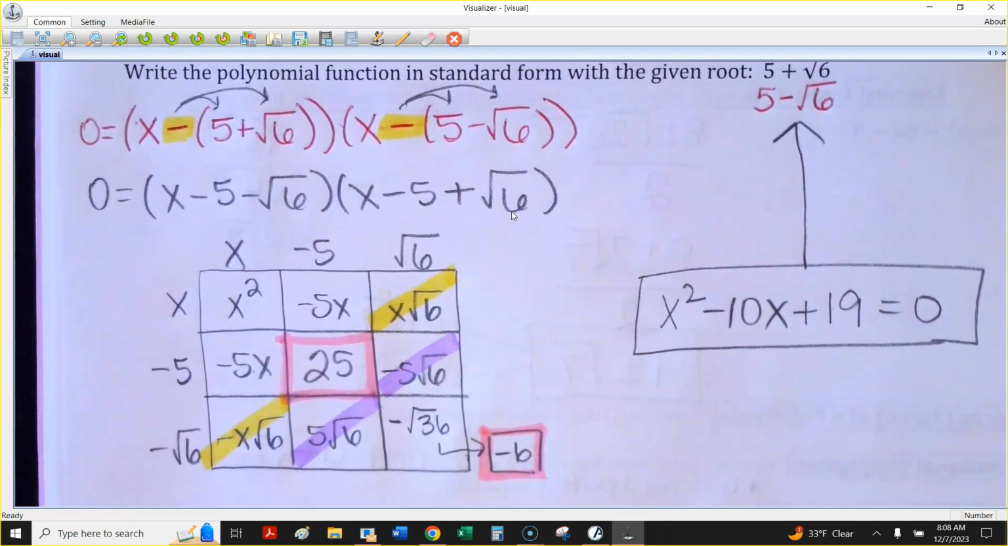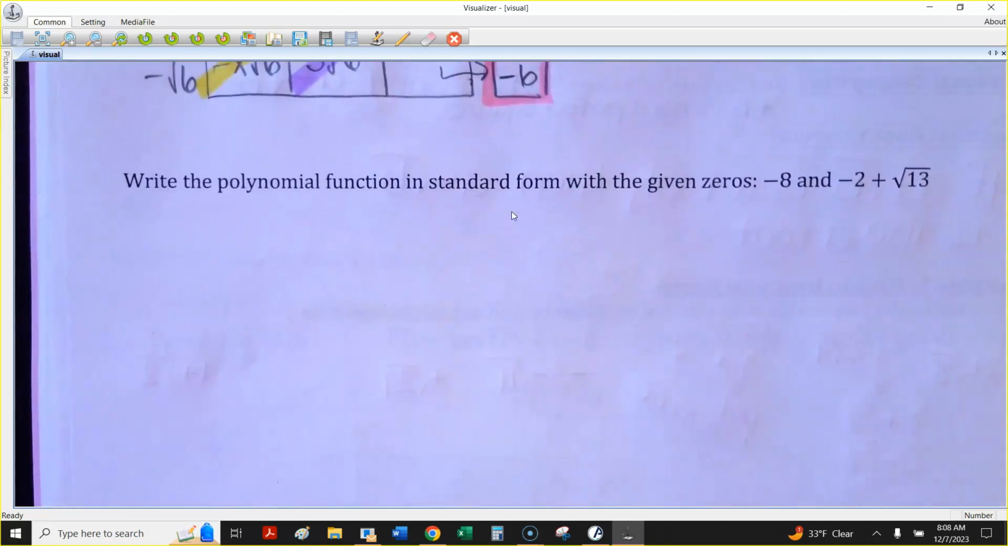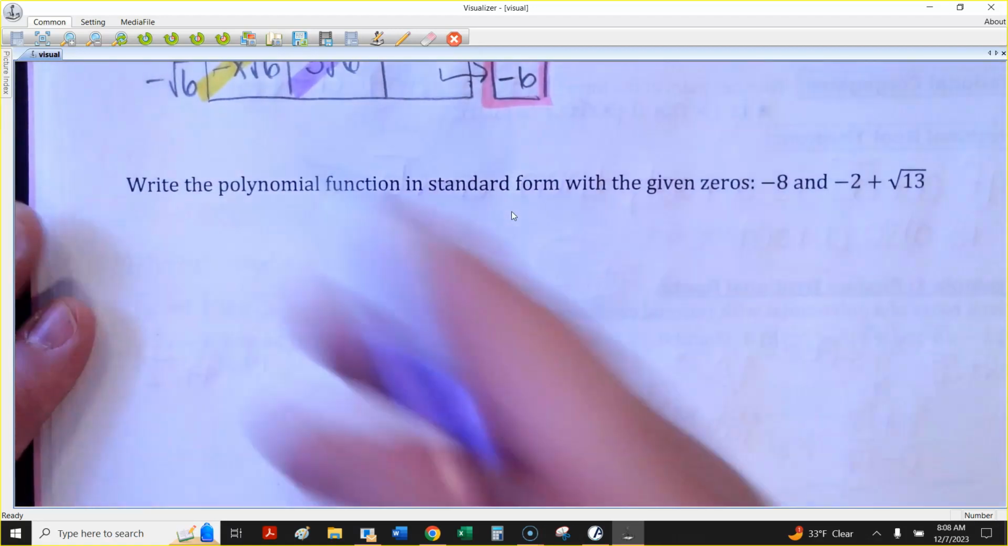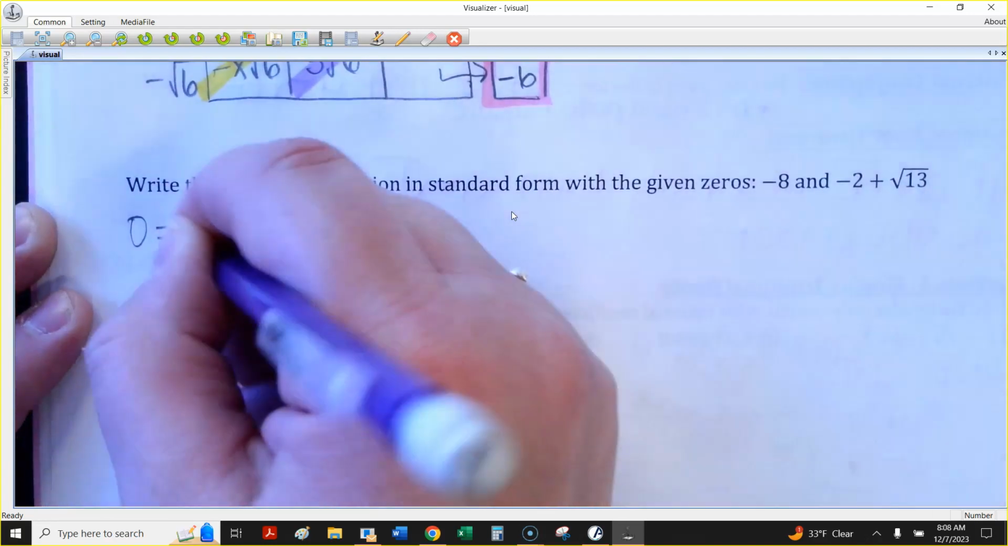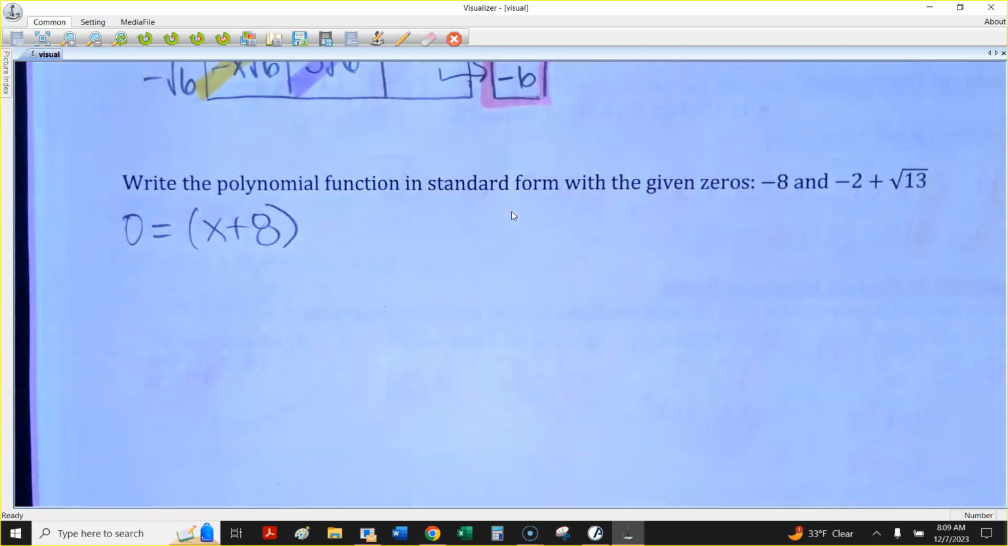Okay, I'm going to do one more with you. This one's a little trickier because you have an actual 0 also that's a number. So no conjugate for negative 8. That's just a plain number, no conjugate. So x plus 8. I'm not going to write any additional root from that negative 8.